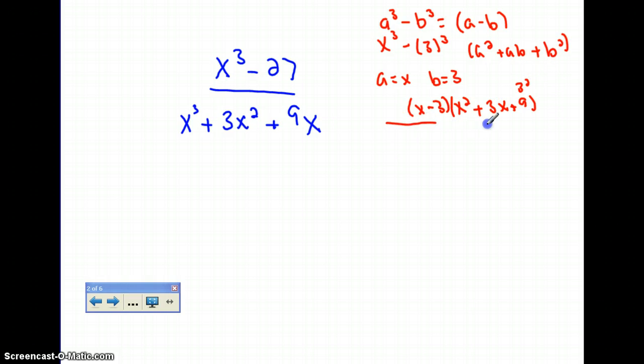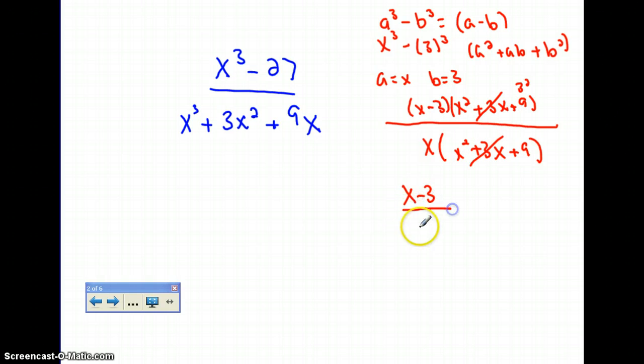So now I look at the denominator and say, how can I factor this out? The first thing I always look at is what is the greatest common factor that goes into all of them. And x is the greatest common factor. So I'm going to factor out an x, and I end up with x squared plus 3x plus 9. Now I can start canceling because I have a quantity times a quantity and a quantity times a quantity. Because I have the two same quantities, I can cancel those two out, and I'm left with x minus 3 over x.